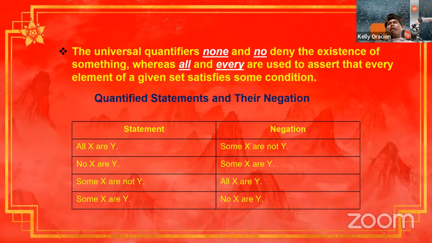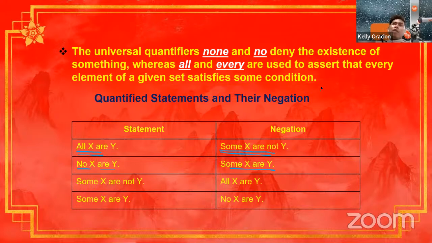So let's have this table. This is the statement and this is the negation. When your statement is all x are y, the negation is some x are not y. If it's no x are y, the negation is some x are y. So class, let me summarize this table for you, for you to understand this one in an easier manner.